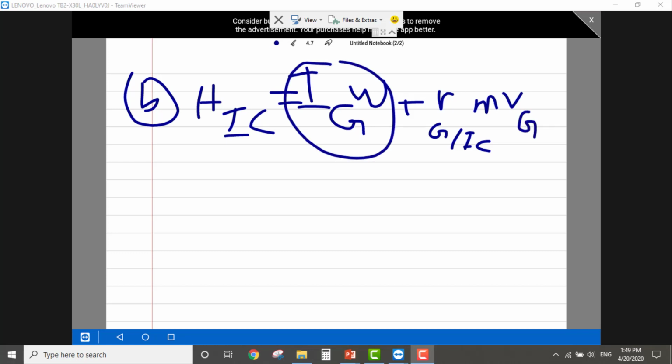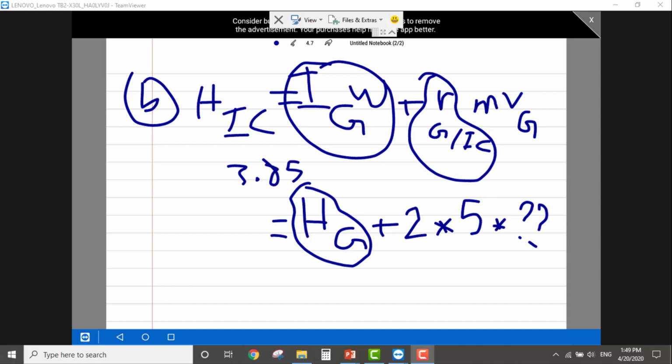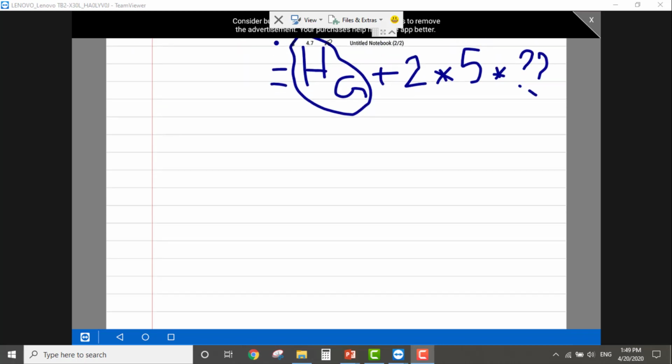This term is equal to whom? Is equal to Hg, which is 3.85. We could find it in the previous work. Plus, now this length, we could find that this is equal to 2 multiplied by mass, which is 5, multiplied by velocity of the centroid. Still unknown. Okay, but this value is already calculated, which is equal to 3.85. Now how to calculate Vg?